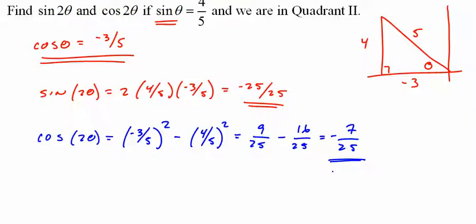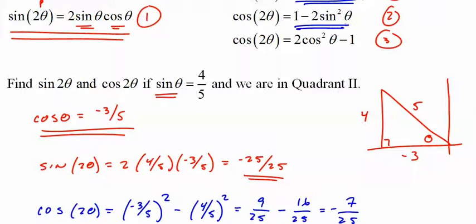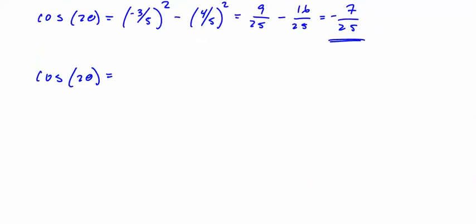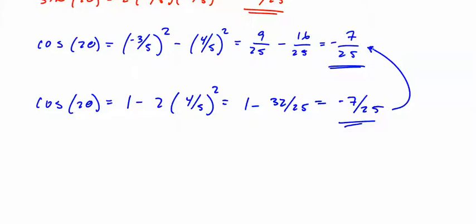Or we could do it another way. Since we were given sine of theta, let's use a formula that just has that in it: 1 minus 2 sine squared theta. 1 minus 2 times sine, which is 4/5 squared. 1 minus 32/25, which is negative 7/25. Works either way. Notice on this one, the positives and negatives all work out on their own. You do not have to try and keep track of them. That's it.